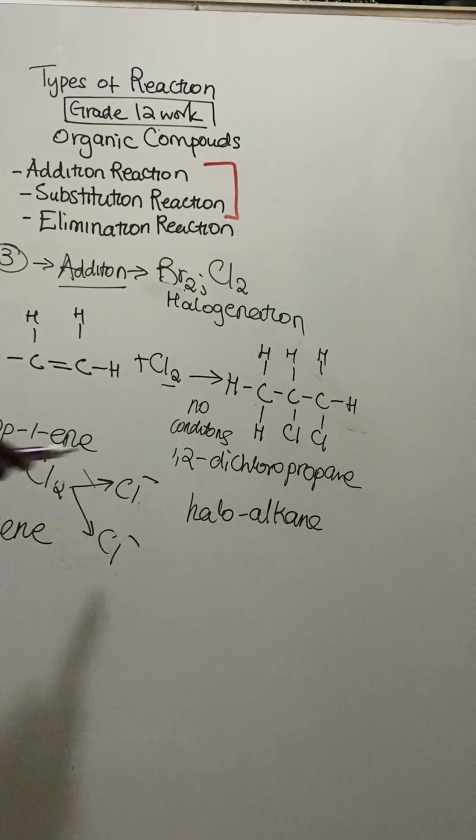I repeat again, for this one there are no reaction conditions. Why? Because chlorine gas, with its high electronegativity, is able to simply add itself into the alkene without the assistance of a catalyst. I hope it makes sense.